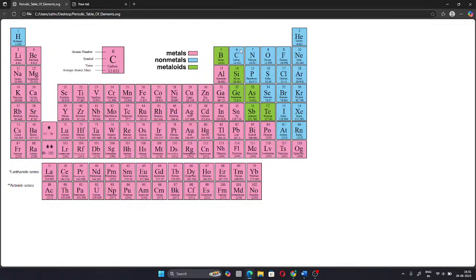The 15th group: nitrogen, phosphorus, arsenic, antimony, bismuth. 16th: oxygen, sulfur, selenium, tellurium, polonium, livermorium. 17th: fluorine, chlorine, bromine, iodine, astatine, tennessine. The 18th group: helium, neon, argon, krypton, xenon, radon and oganesson. Now let's continue.